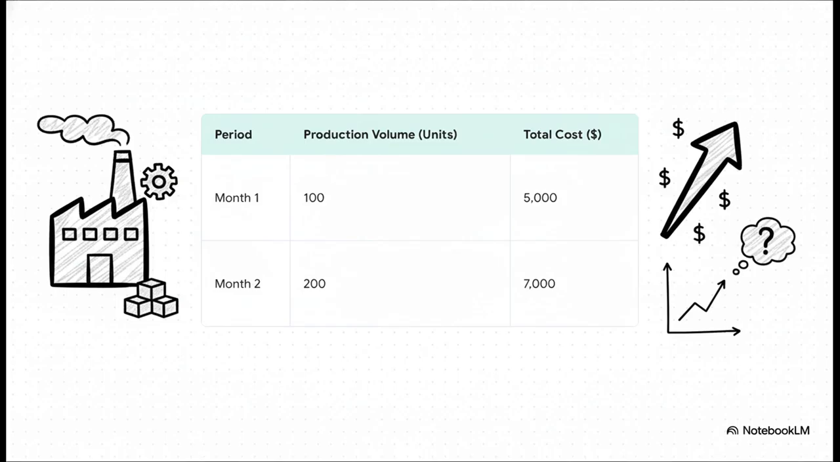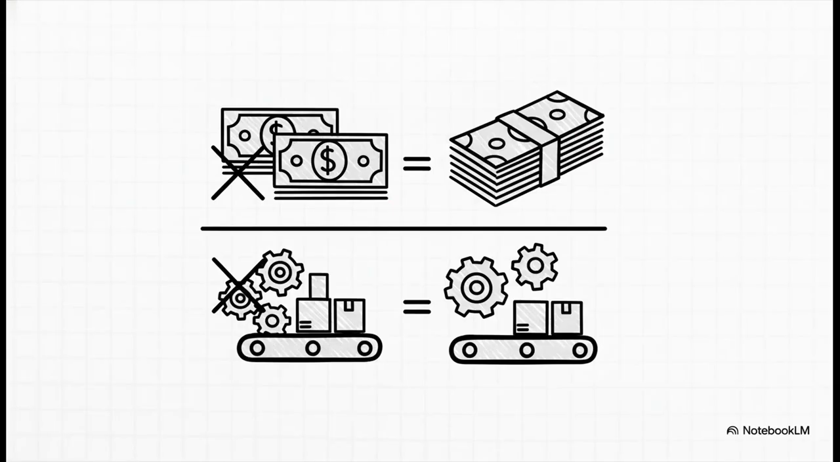Now your boss walks in and asks a simple question. What does it cost us to make just 1 more unit? Let's use slope to give her a precise answer. We're going to apply the exact same formula. Nothing new here. Our y variable, the outcome we care about, is the total cost. Our x variable, the input we control, is the production volume.